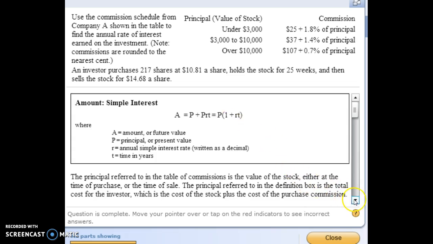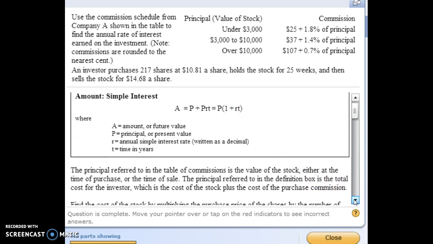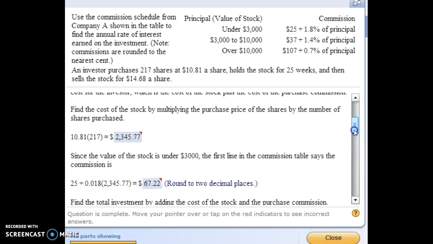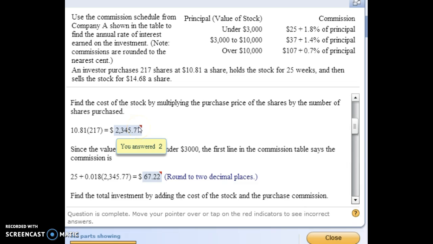And so if we come down here, let me scroll down to, let's start by finding the cost for this investment. So 217 shares, that much per share, you would spend that amount of money. So multiply there to get the amount of money invested. Now that's under $3,000. So you have to pay some commission up front.